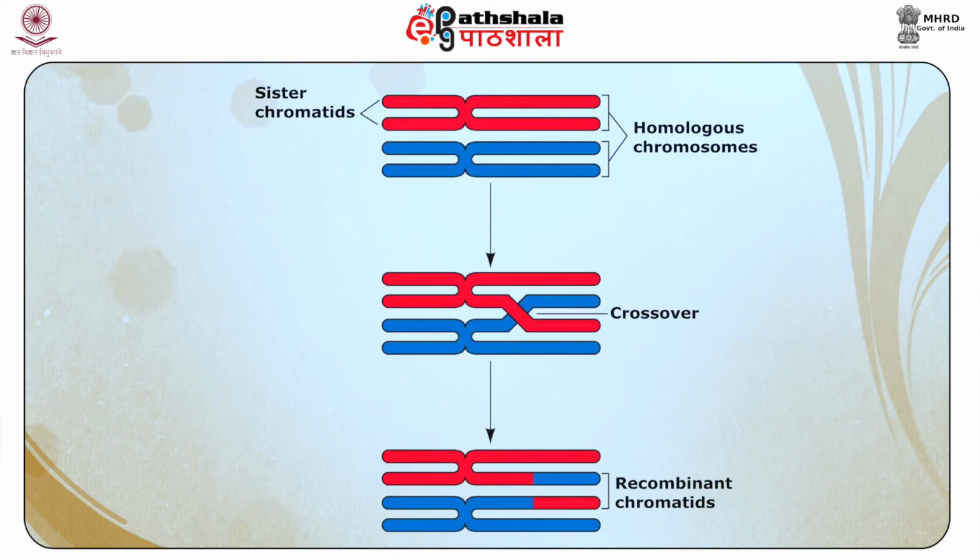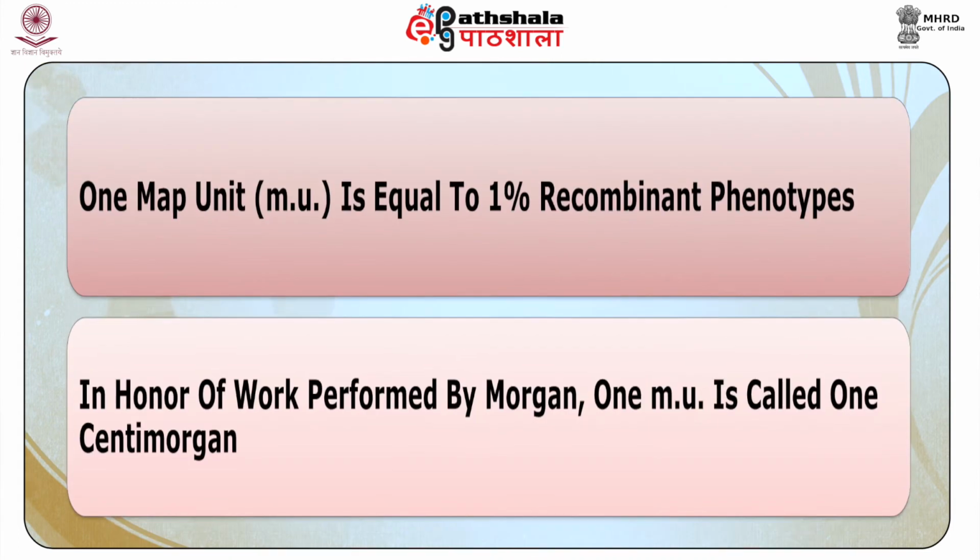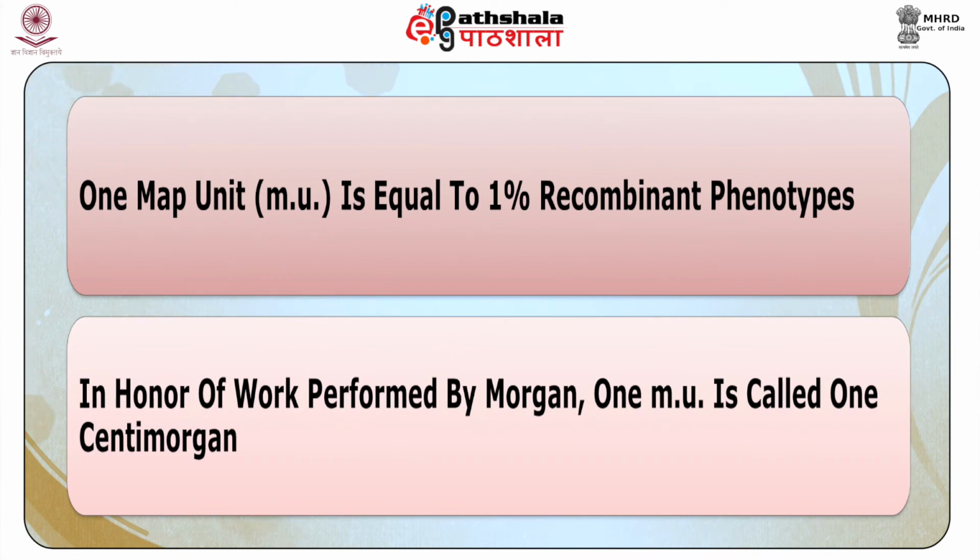How can we decide how close two genes are on a chromosome? Because fewer crossover events are seen between two genes physically close together on a chromosome, the lower the percentage of recombinant phenotypes will be seen in the test cross data. By definition, one map unit is equal to 1% recombinant phenotypes.